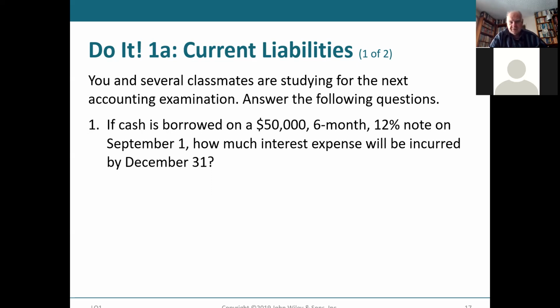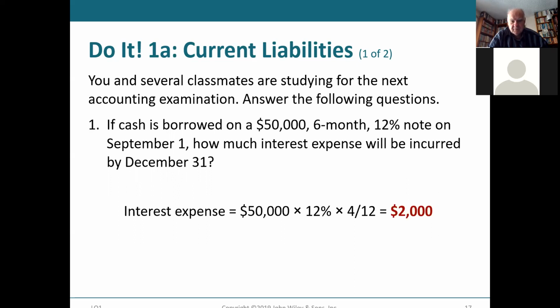$50,000 times 10% would be $5,000. That'd be $6,000 for the year. It'd be $500 a month. And here we go. 50,000 times 12% times 4. That's 4 months at $500 apiece. Okay.